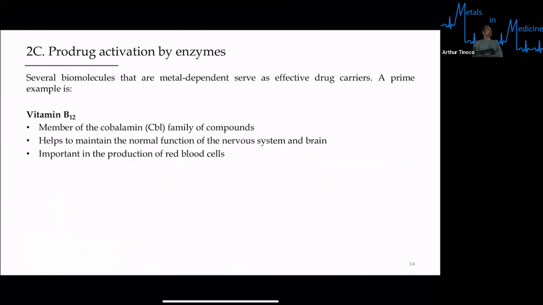All right. So let's look at this idea of pro-drug activation by enzymes. So there are several biomolecules that are metal dependent and can serve as effective drug carriers. A primary example of this is vitamin B12. So vitamin B12 is a member of the cobalamin family of compounds, and this particular molecule helps to maintain the normal function of the nervous system and brain, and is important in the production of red blood cells.